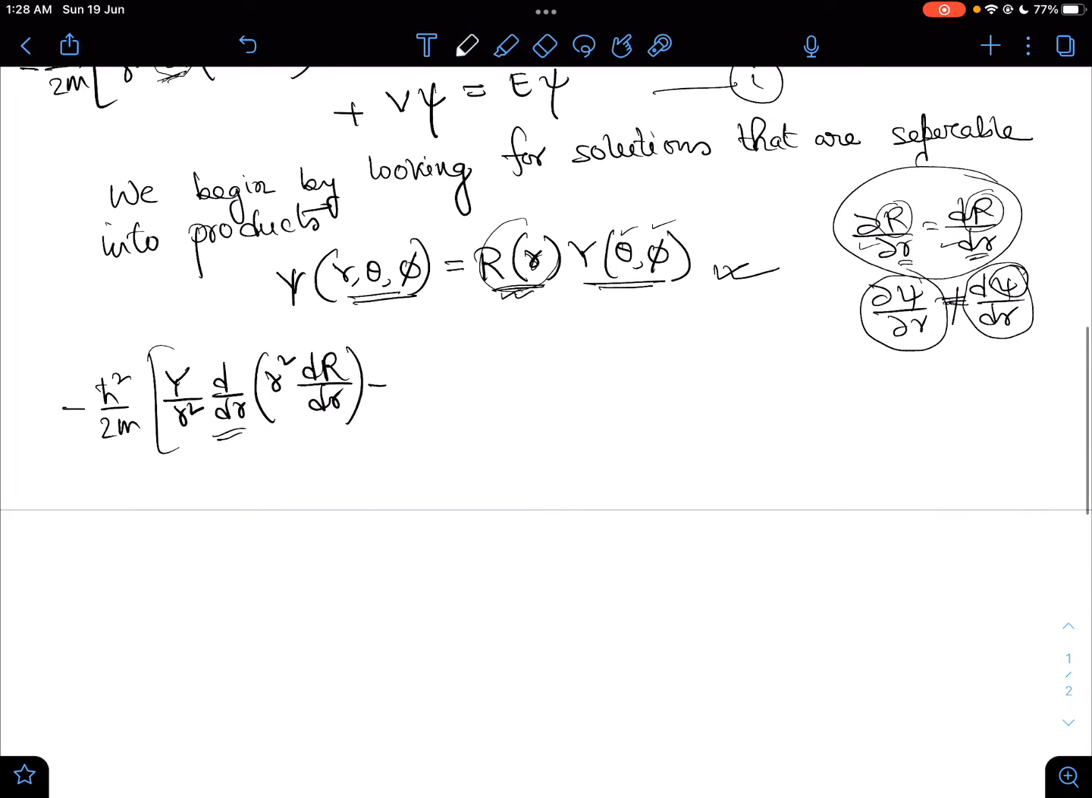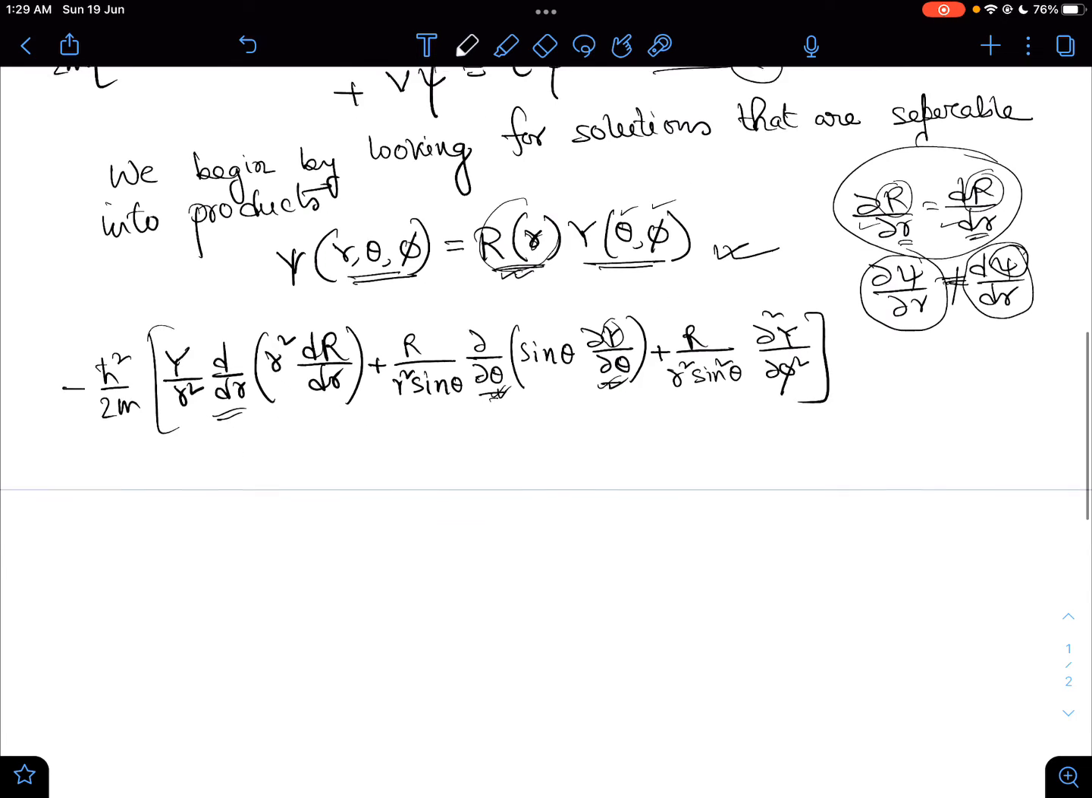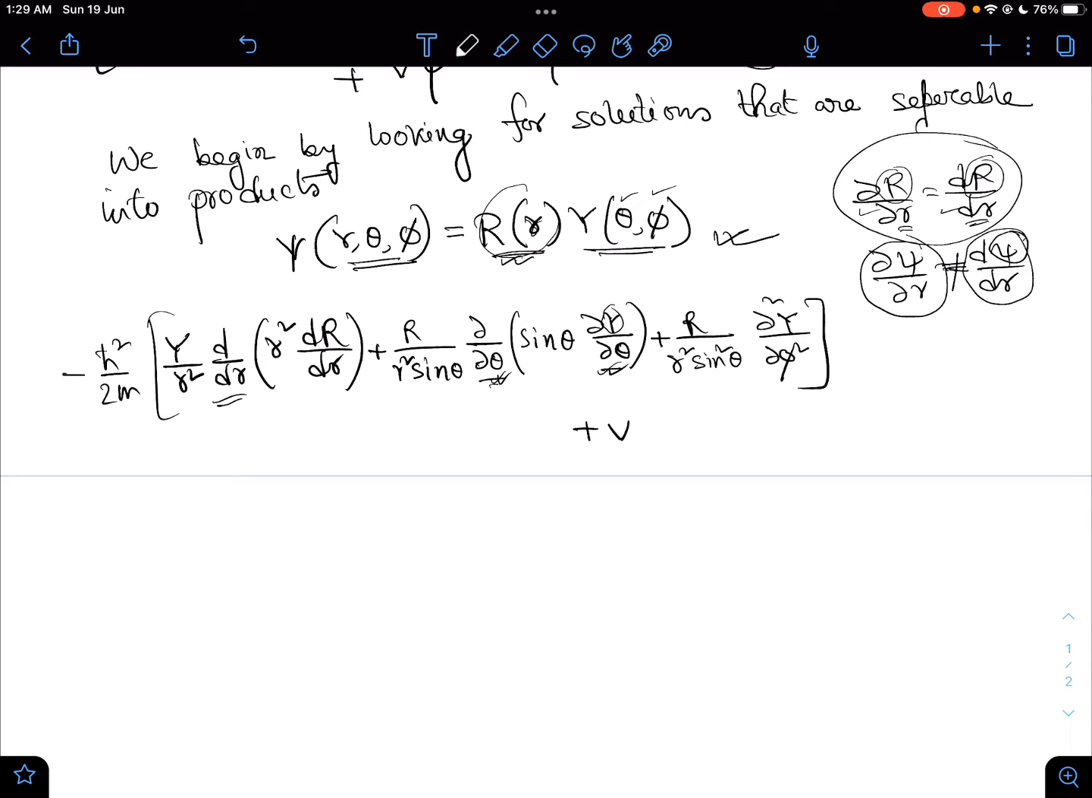Our next term will be R by r squared sin theta del theta of sin theta del Y del theta. Here we are retaining the partial derivative because Y depends on both theta and phi. And our last term will be R by r squared sin squared theta del squared Y del phi squared. So this is our first term, and second we have V times psi, but psi is R times Y, and our last term is E times R Y.